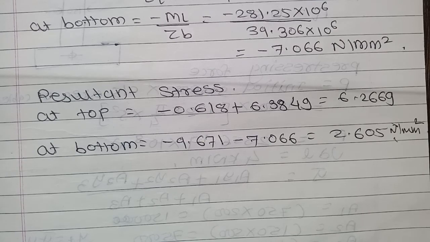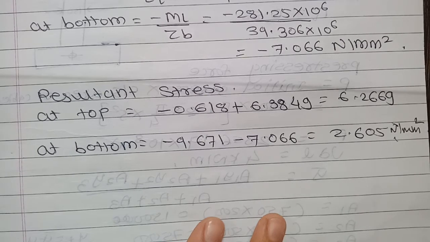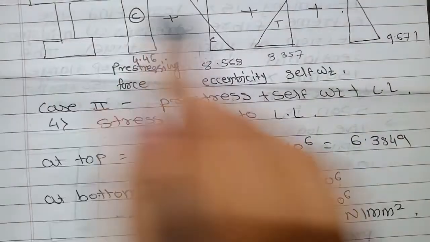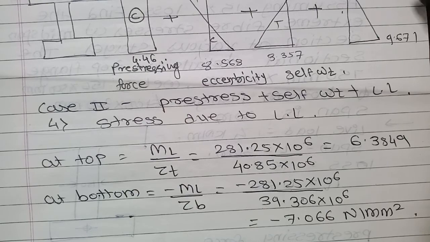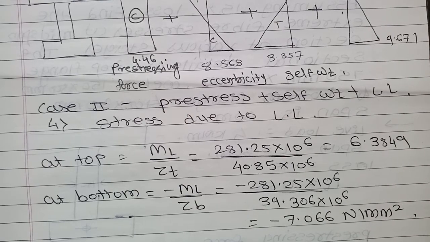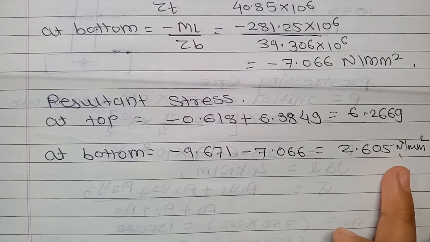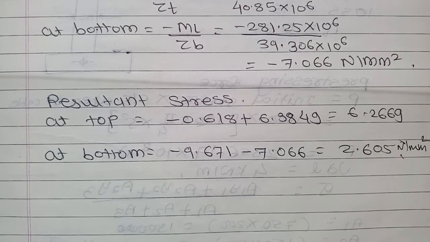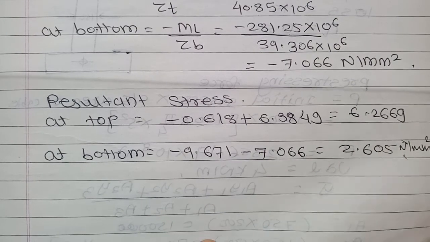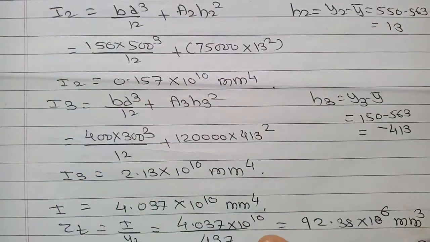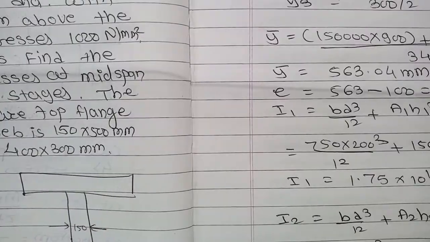The problem is over here. Draw a diagram same as this one, just the resultant stresses are 6.2669 and 2.605 Newton per mm square for case 2. In the next lecture we will see another problem, that is unsymmetrical I section.